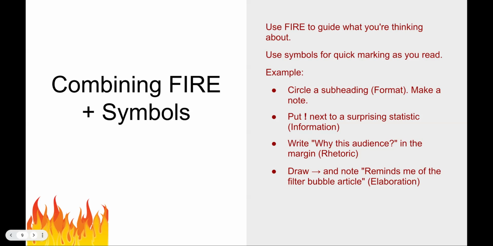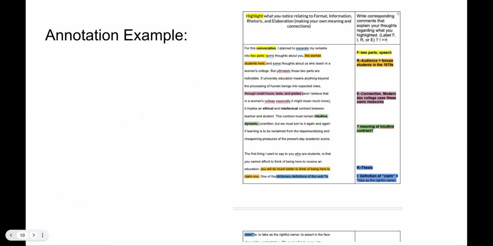And then think about things that you might do, like circling or highlighting a subheading for format. You might put an exclamation point next to a surprising statistic. You might write, why this audience? Like, why are they writing to this audience in the margins for rhetoric? You might draw an arrow and say, this reminds me of the filter bubble article, and make those connections for elaboration.